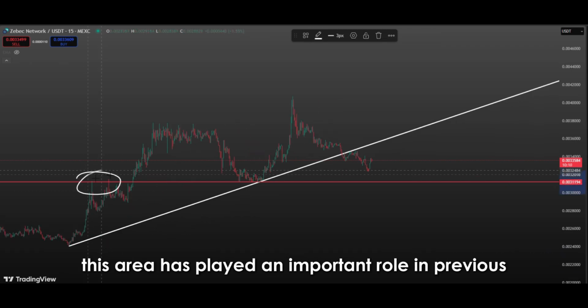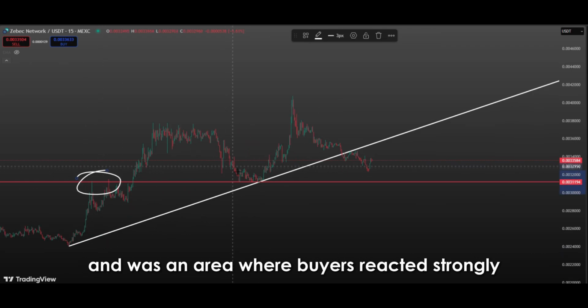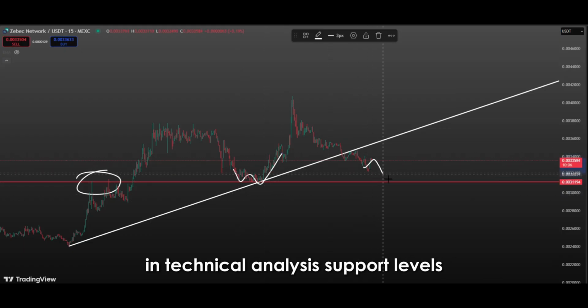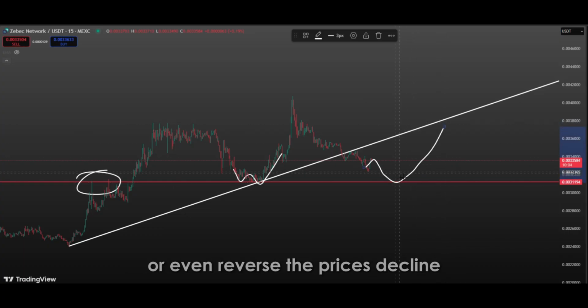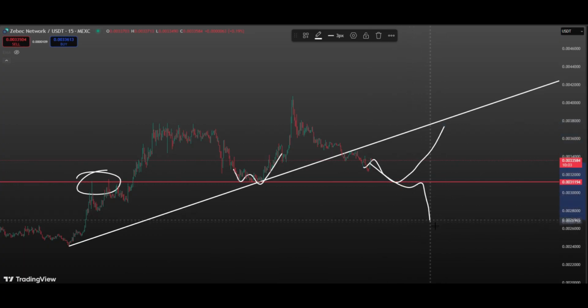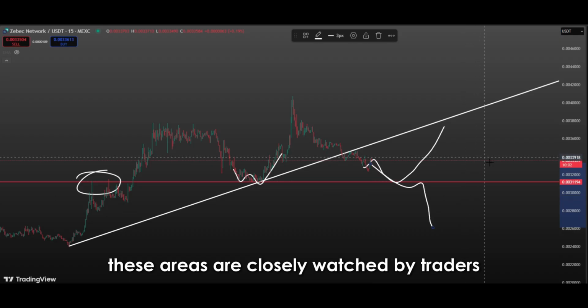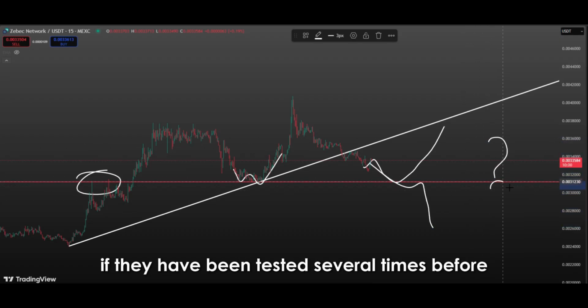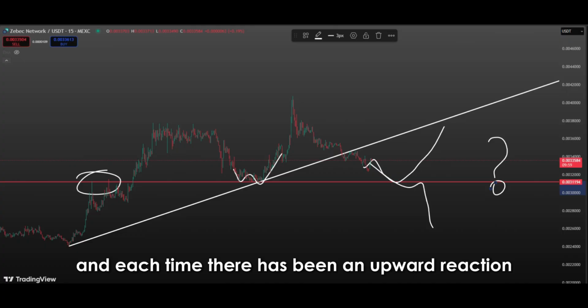One of the notable structures on the chart is a strong support zone below the price. This area has played an important role in previous price movements and was an area where buyers reacted strongly. In technical analysis, support levels are areas that have the potential to halt or even reverse the price's decline. These areas are closely watched by traders, especially if they have been tested several times before and each time there has been an upward reaction.